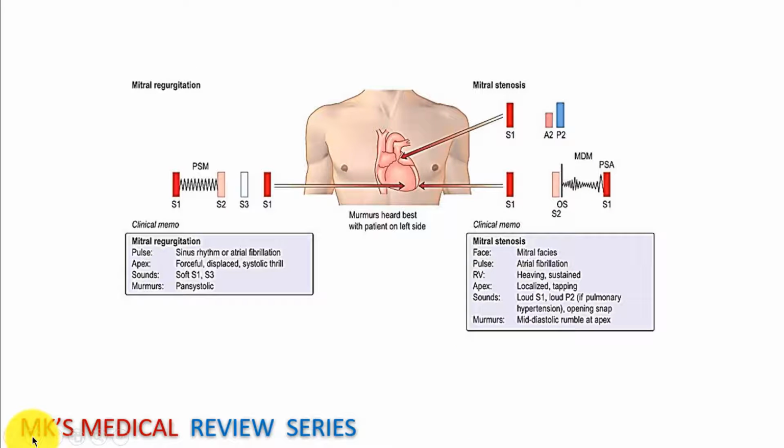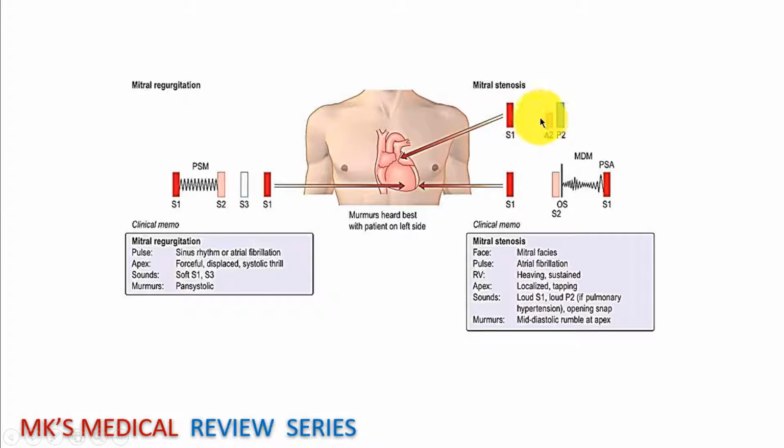Okay. So here's a summary comparing mitral regurgitation versus mitral stenosis. But for now, I want you to ignore this on mitral regurgitation. I want you to focus here on mitral stenosis. So remember, normally you have the S1 and the S2. S2 sometimes undergoes physiological splitting, especially during inspiration. It may split the second heart sound into an aortic component and a pulmonary component.